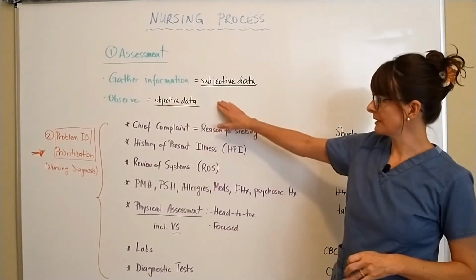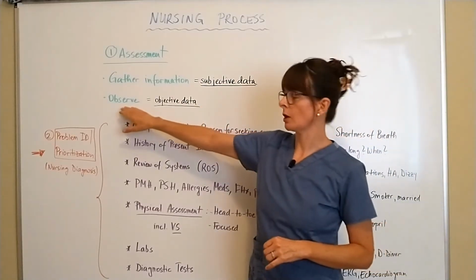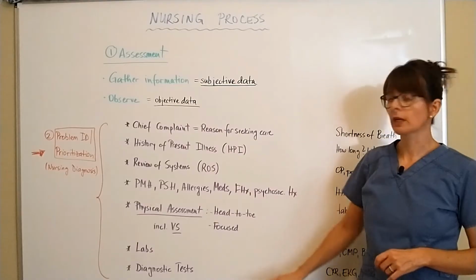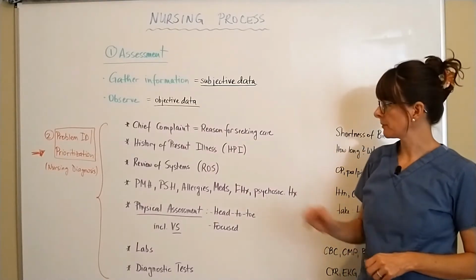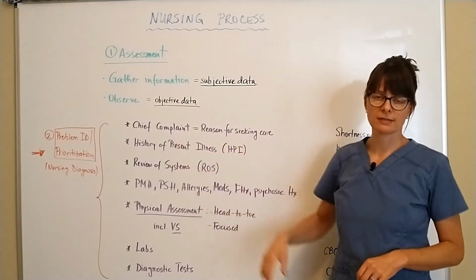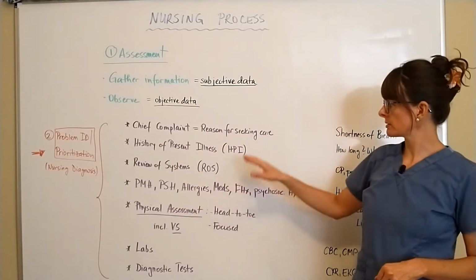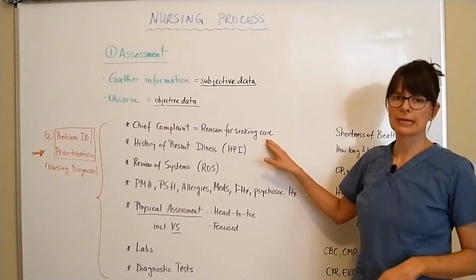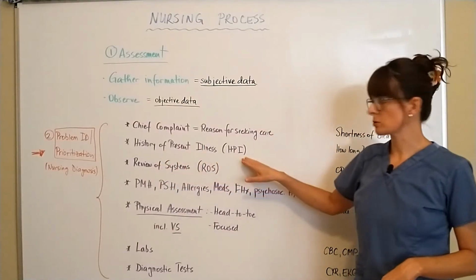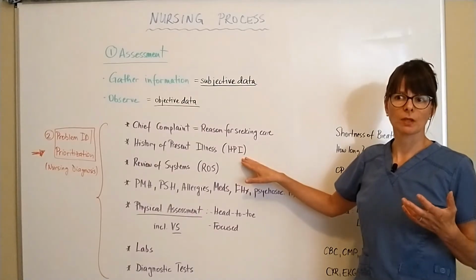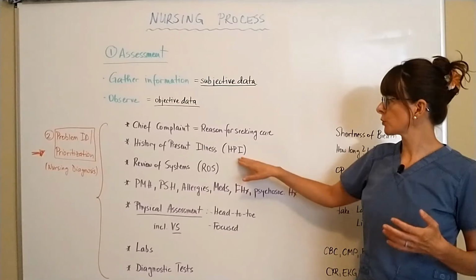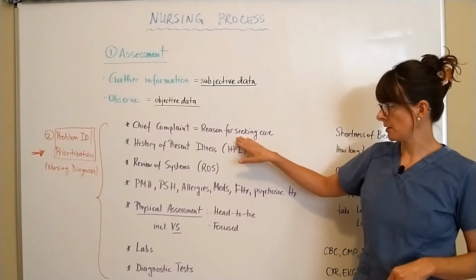Now the objective data is basically all the observations that we do. And there are several things that are included in this objective data. So it first starts with the chief complaint, or sometimes this has a little bit of a negative connotation, so some people call it the reason for seeking care. And then we go into the history of the present illness. So what happened that brought the patient to the hospital that contributed to the reason for seeking care.